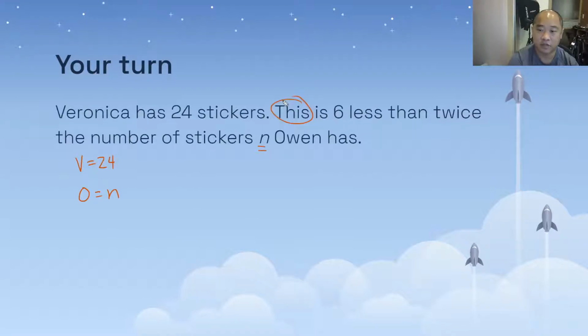This is referring to the number of stickers that Veronica has, right? And is often an equal sign. So 24 equals 6 less than, so we're going to subtract 6 from something, twice the number of stickers n, twice the number n that Owen has. So it's 24 equals 2n minus 6.